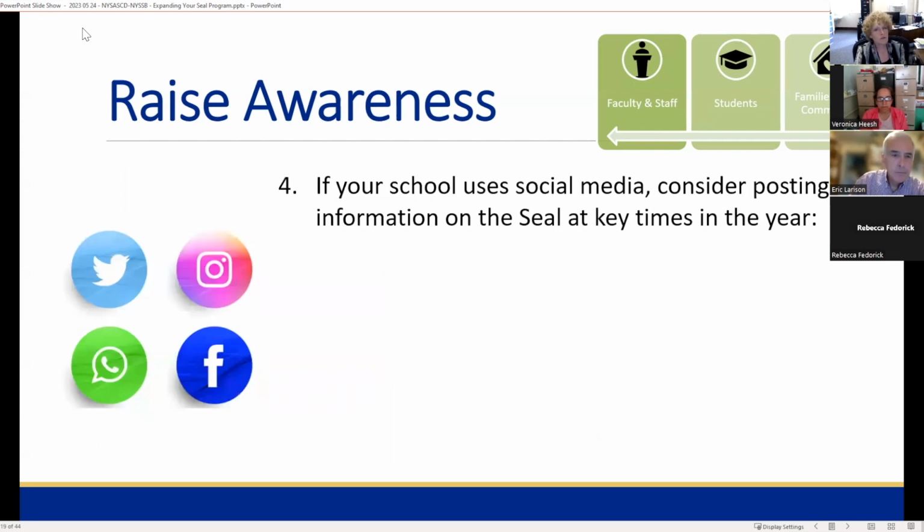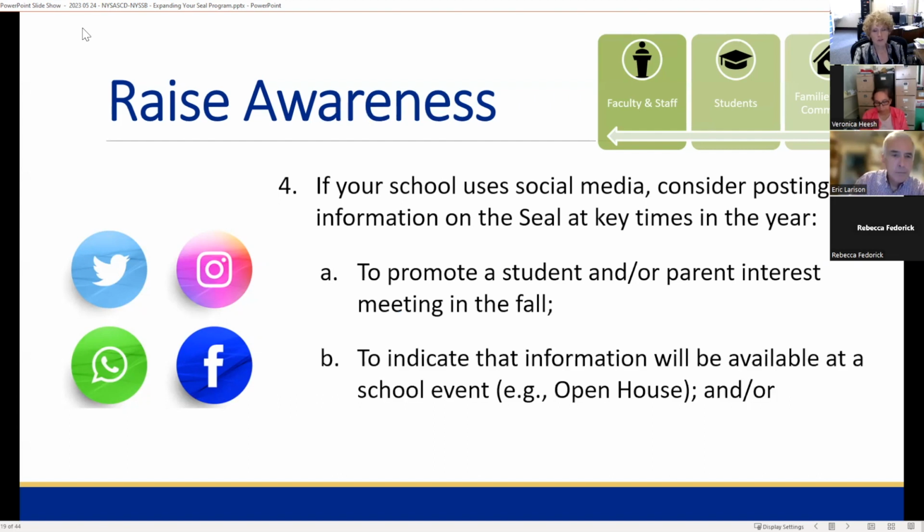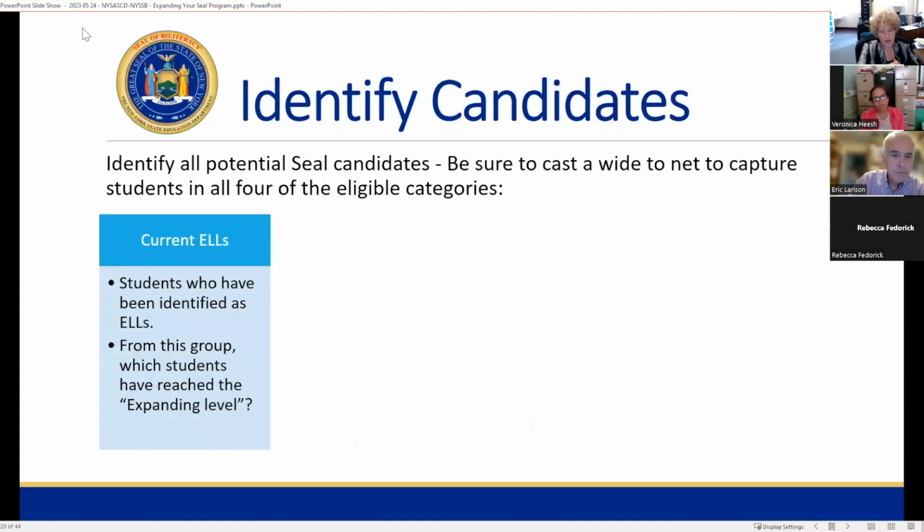If your school uses social media, consider posting information on the seal at key times in the year. You could promote a student and/or a parent interest meeting in the fall using these tools. You could indicate that information will be available at a school event on the seal, or you could use social media to celebrate student success. So that resumes our raising awareness strategy.